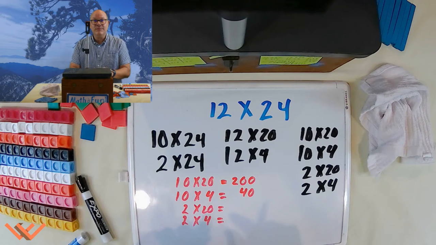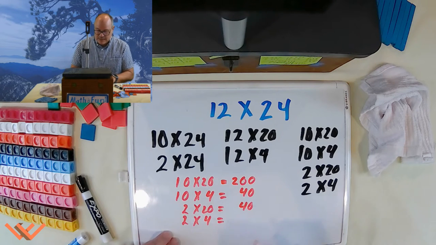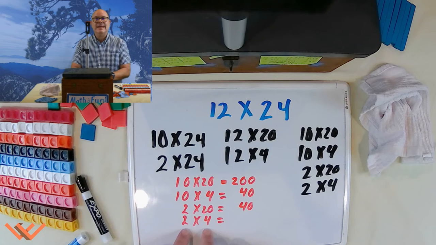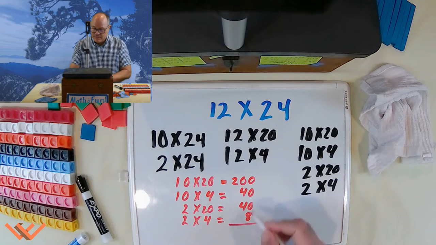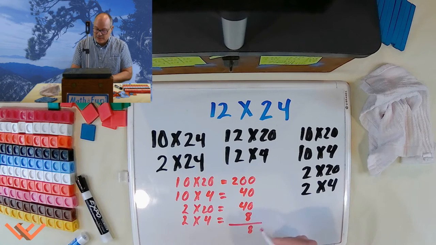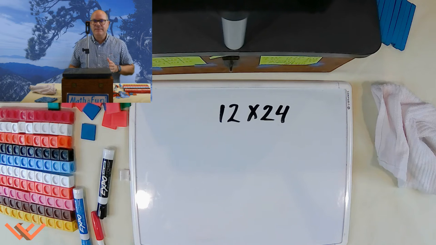2 times 20 is 2 times 2 tens, so 2 times 2 is 4, and if it's tens, it's going to be 40 again. And then 2 times 4 is 8. Notice how I lined everything up. Now let's add it up. So it's going to be 8 in the 1's column, 8 in the 10's column, and 2 in the 100's column. So 288.